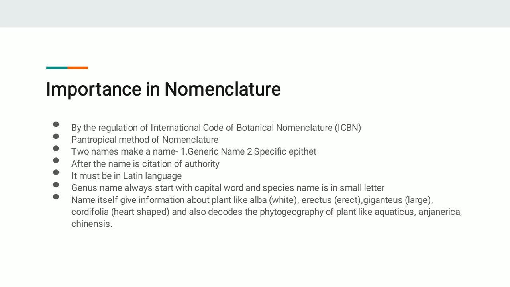It also decodes the phytogeography of plants, like aquaticus, anamalaiica and chinensis. Just like Funaria hygrometrica, which is a bryophyte, in fact a moss. It depicts that Funaria hygrometrica is found in the nearby region of water, hygro means water. Aquaticus means it is an aquatic plant. Then Ceropegia angenerica means the Ceropegia found on the Angeneri plateau. Then chinensis means the primary center of origin is in China.